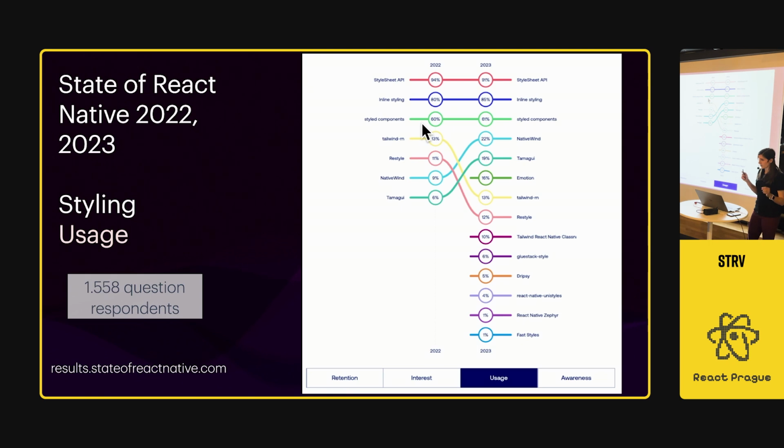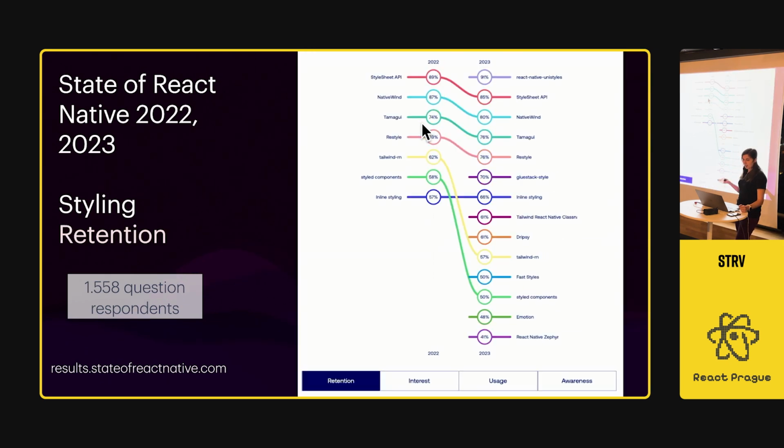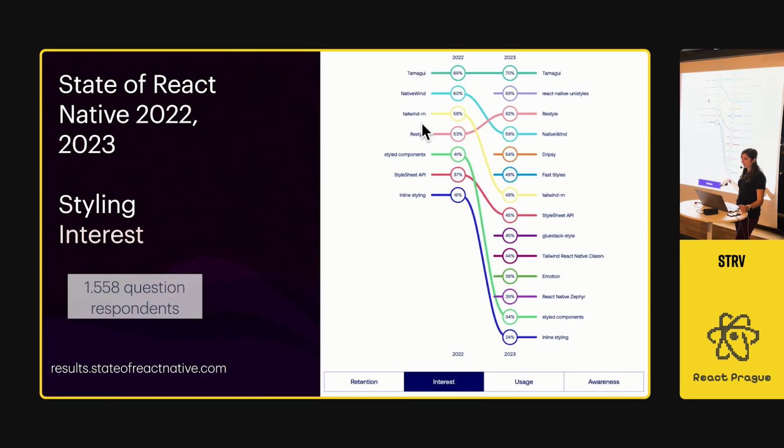There's the styling section, and here we can see that in first place, there is still the StyleSheet API. So people are still using the basic solution together with inline styling and styled components. Then looking at interest or retention, we can see some rising stars like Tamagui or Unistyles.